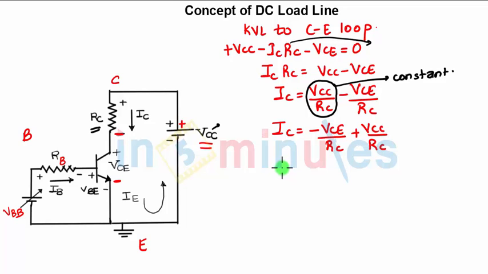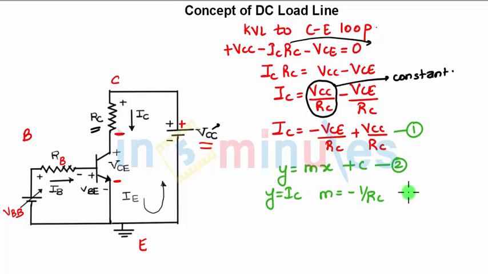Now what is the straight line equation? Y equals mx plus c, right? If I am comparing equation 1 and 2, what I will have is y equal to IC, m equal to minus 1 upon RC, and x is VCE. These are the terms which I have found from equations 1 and 2 after comparing, right?